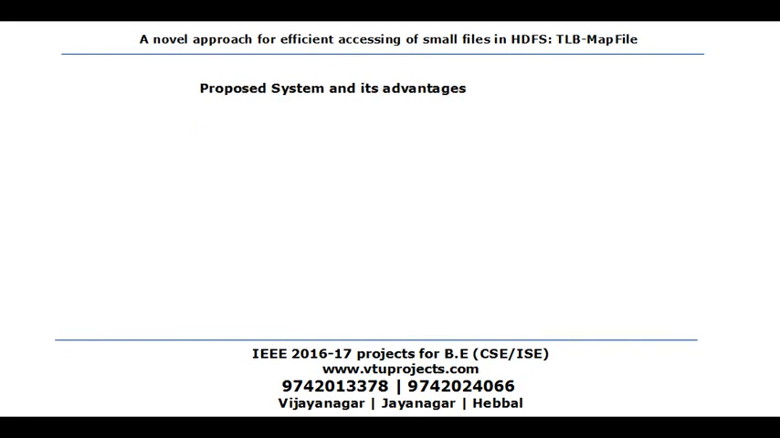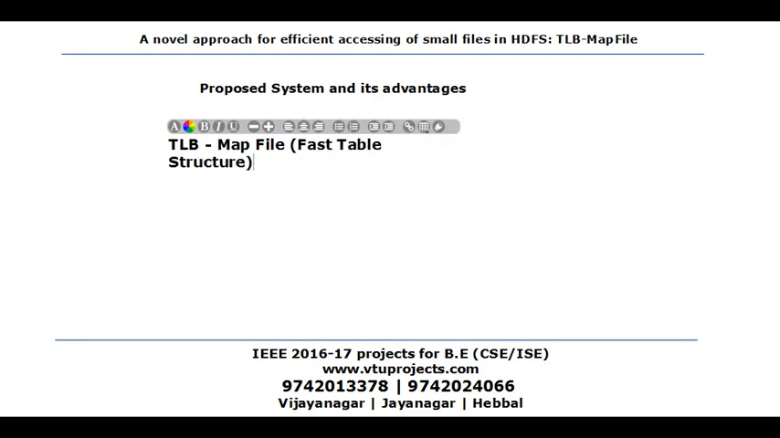Now coming to the proposed system, what we are actually trying to implement in this particular project. I can formally say that the system we are trying to implement will be called TLB map file. We are going to solve the small file issue that I described earlier using the technique called TLB map file. You need to remember the expansion for TLB. The author calls this TLB map file a fast table structure. So we are going to employ this method to solve the small file issue.